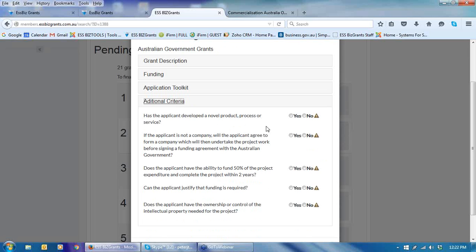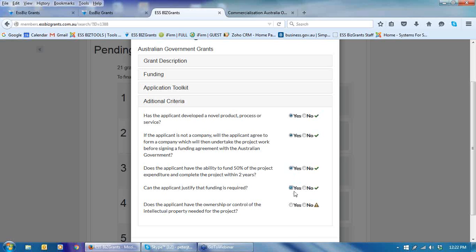Has the applicant developed a novel product, process, or service? Well, we say they have. If the applicant is not a company, will the applicant agree to become a company if they're going to get funding? We'll say yes. Does the applicant have the ability to fund 50% of the project and complete the project over 2 years? They can do it quicker if they want to, but the maximum is 2 years. We'll say yes. Can the applicant justify that funding is required?